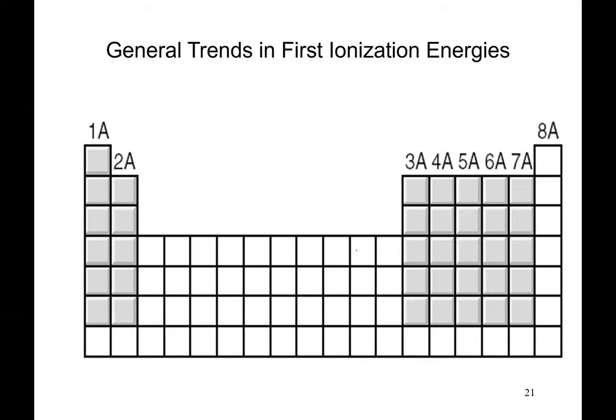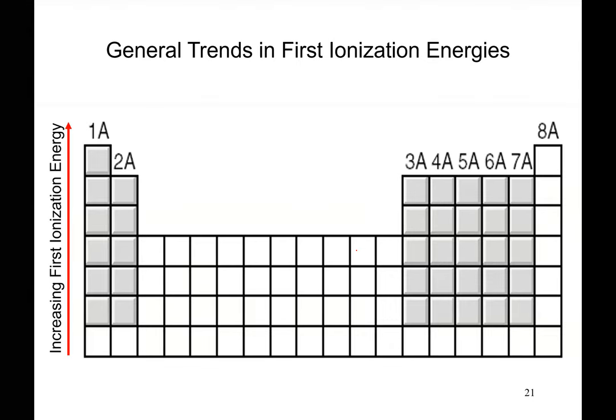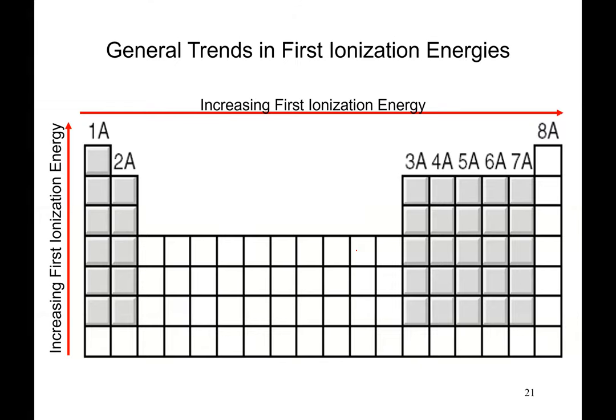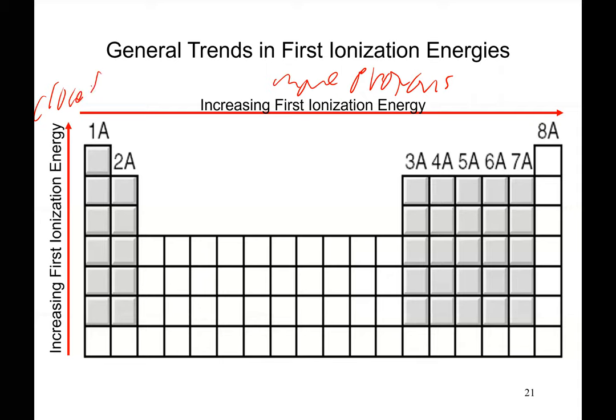Now, the general trends in first ionization energy, if you look at this, the increasing first ionization energy goes up that way and then goes to the right. This is because there's more protons. And this one is because it's closer to the nucleus. So closer to the nucleus, it's tighter. It's a tighter bond. Whereas more protons also makes a tighter bond.